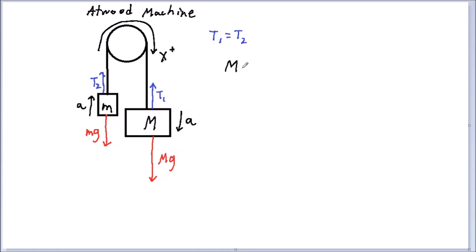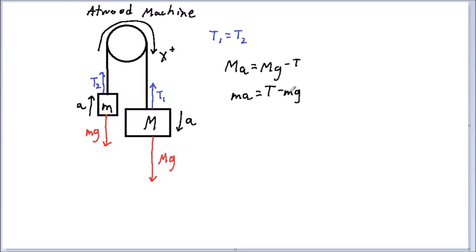For the bigger box, the net force, big MA, is going to equal big Mg minus T. Again, we're not going to refer to T1 and T2 anymore; it's just some T that's the same on both sides. This big Mg goes in the positive x direction, while the tension goes in the negative x direction. For the small block, it's reversed. In this case, for small ma, the tension is going in the positive x direction, while the gravity is going in the negative x direction. So it's ma equals T minus small mg.